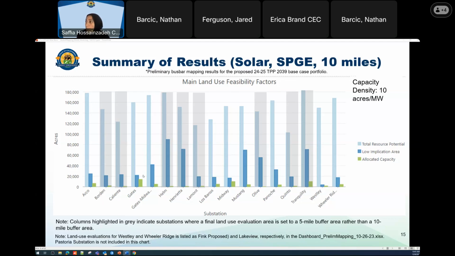So in the final busbar mapping results, these substations actually used a smaller area of assessment, a 5-mile radius, because there was still sufficient area to support that allocated capacity in that smaller area of assessment.